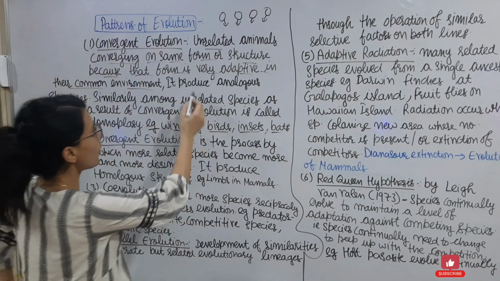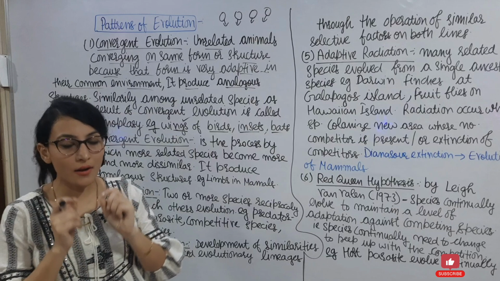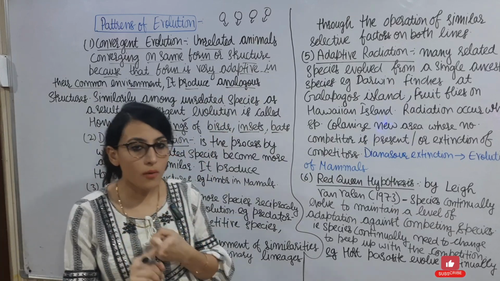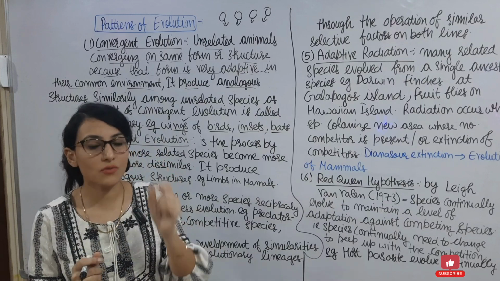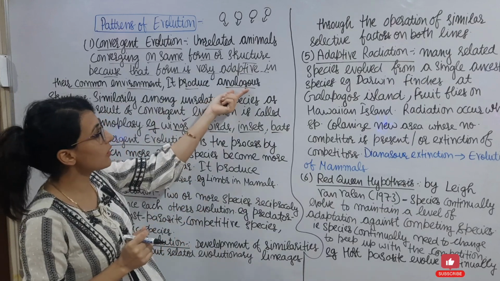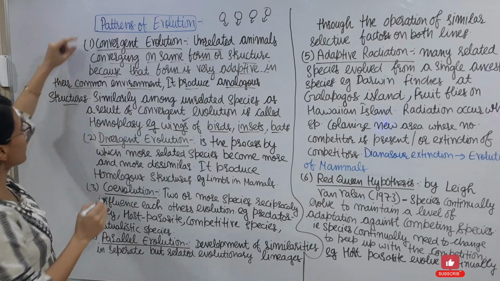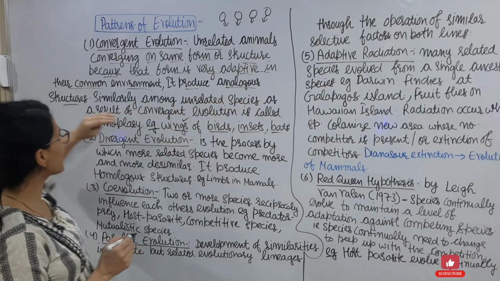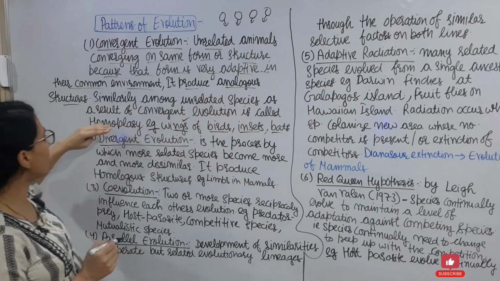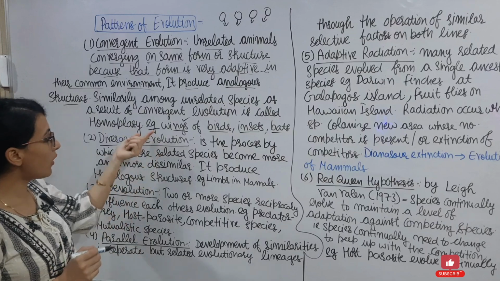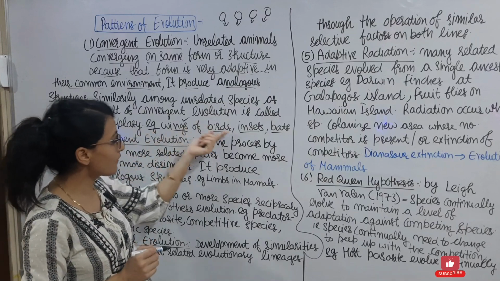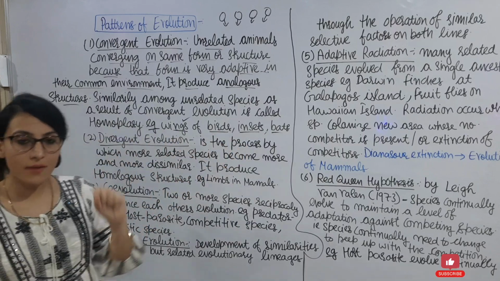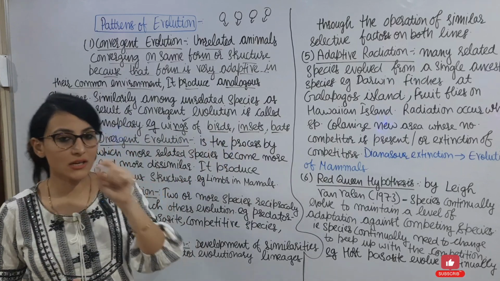So convergent evolution always produces analogous structures. Analogous structures are structures which do not have common ancestry and do not have common embryonic development. They have structural and functional similarity. So convergent evolution produces analogous structures. Similarity among unrelated species as a result of convergent evolution is called homoplasy. So all these structures, the wings of birds, insects and bats, are called homoplastic organs because they have something in common in their structure and function.